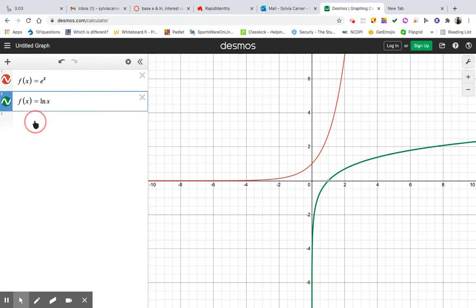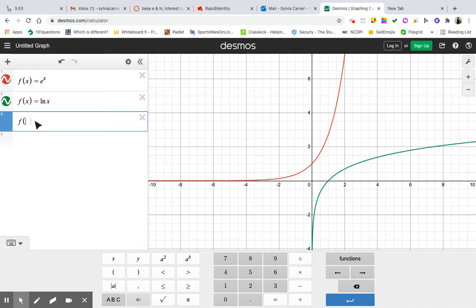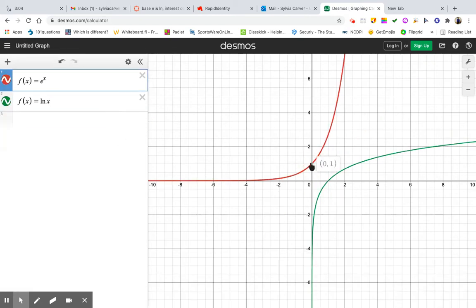So inverses reflect across the line y equals x. If I put y equals x in here, you can imagine this red e function being flipped over the diagonal line to make this green function. So inverses reflect across the diagonal line y equals x. Everything we know about this function here is just the opposite.